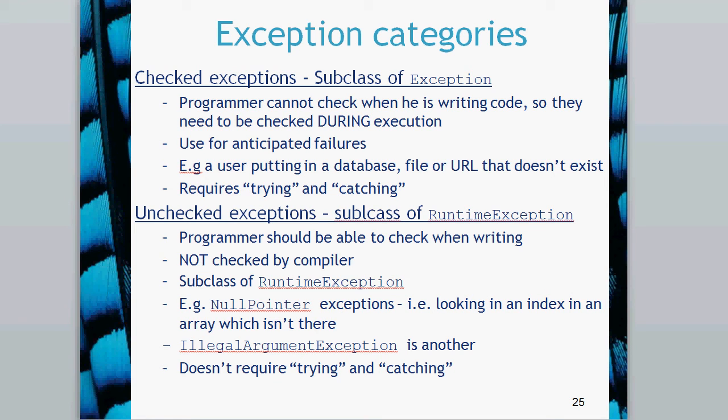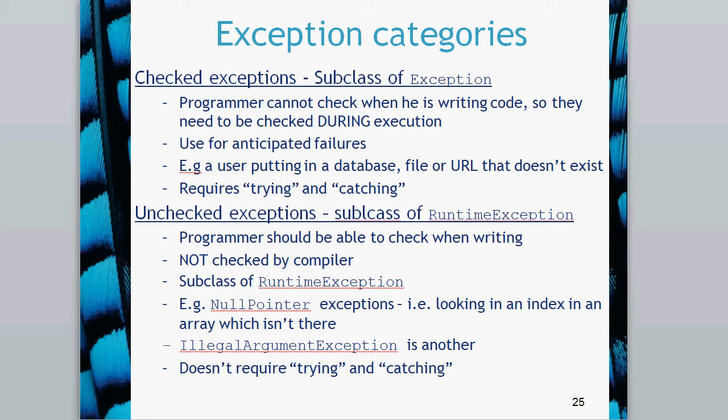This is not checked by the compiler, and it's a subclass of the runtime exception. So we've got some examples there of a null pointer exception and an illegal argument exception. These do not need to be tried and caught, so the compiler will compile without the try and catch for these. This is different to the checked exceptions.